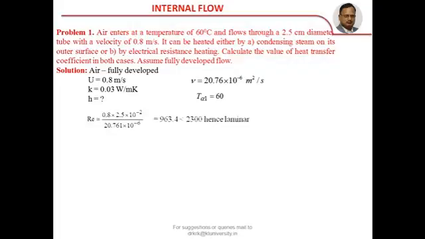Air enters at a temperature of 60 degrees and flows through a 2.5 centimeter diameter tube with a velocity of 0.8 meters per second. It can be heated either by condensing steam on its outer surface or by electrical resistance heating. Calculate H in both the cases. Assume fully developed flow.